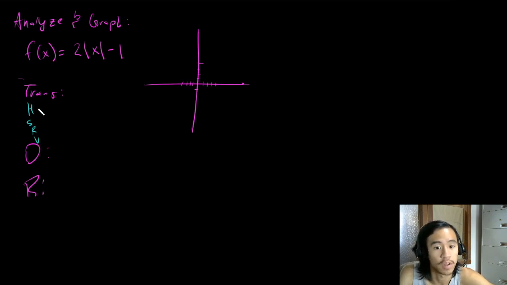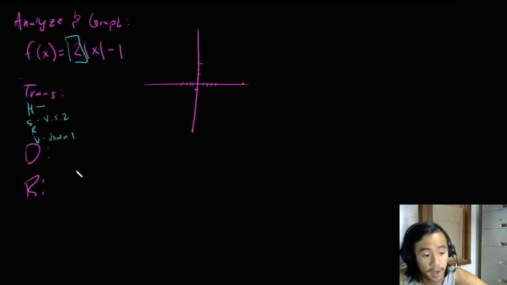HSRV, so do we have any horizontal shifts? We do not. Do we have any stretches or compressions? We have a vertical stretch of 2. That's this one. It's in the A slot. Do we have any reflections? We do not. Do we have any vertical shifts? We do have down 1.